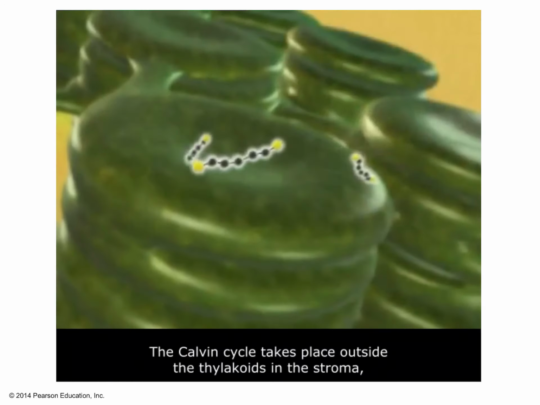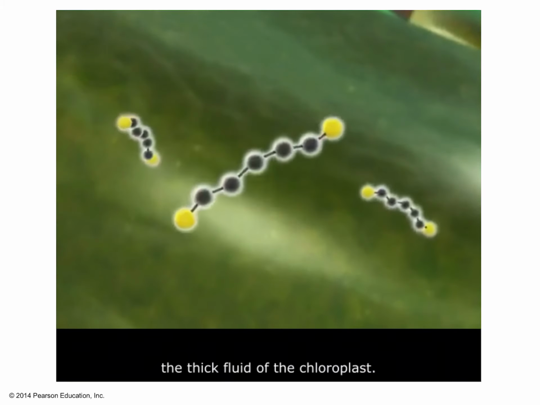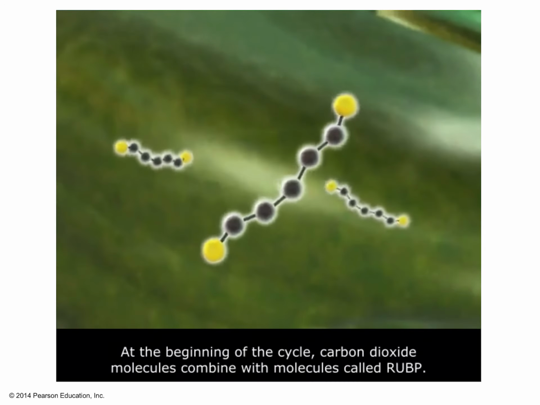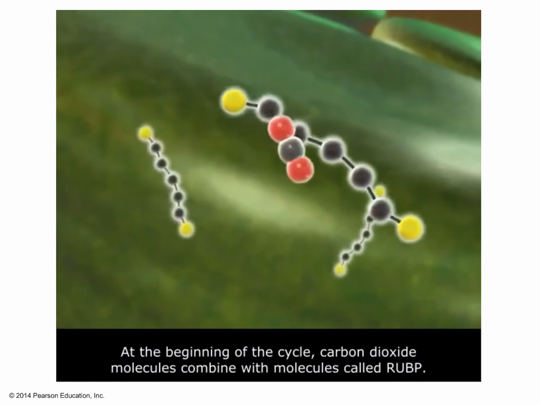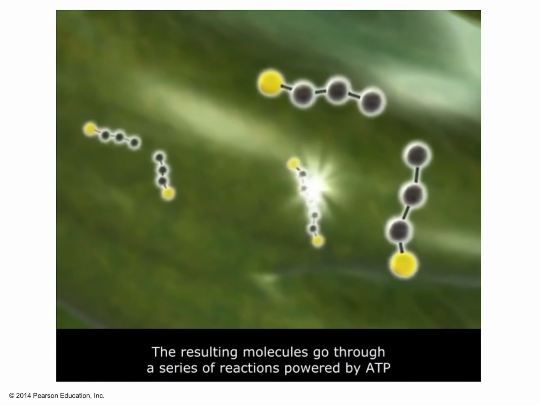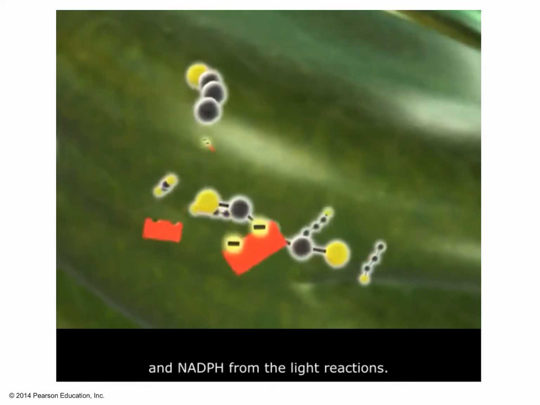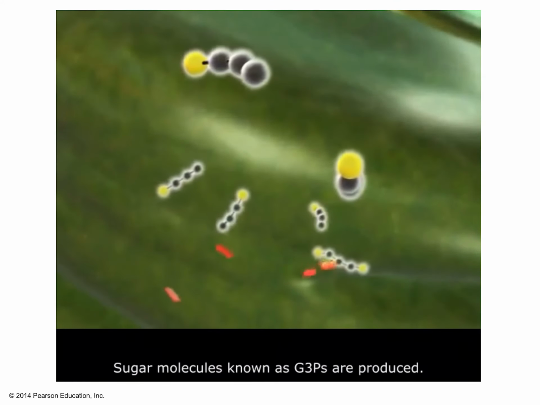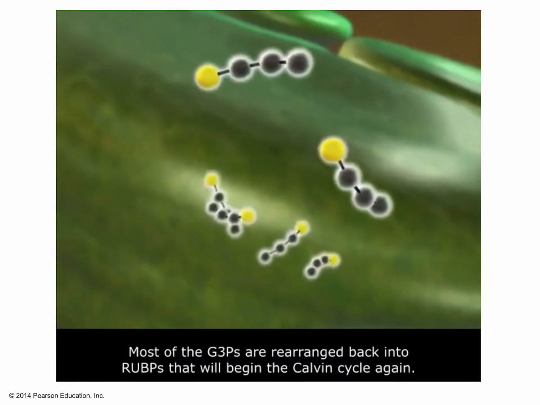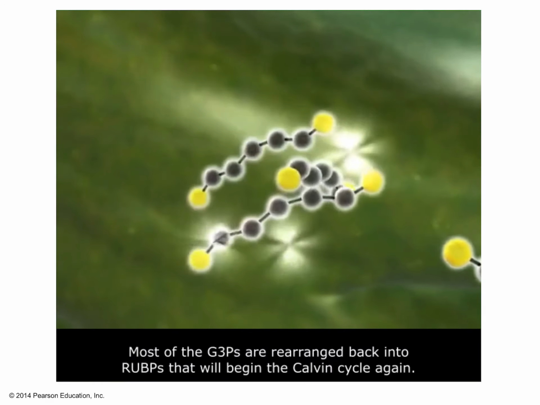The Calvin cycle takes place outside the thylakoids in the stroma, the thick fluid of the chloroplast. At the beginning of the cycle, carbon dioxide molecules combine with molecules called RuBP. The resulting molecules go through a series of reactions powered by ATP and NADPH from the light reactions. Sugar molecules known as G3Ps are produced. Most of the G3Ps are rearranged back into RuBPs that will begin the Calvin cycle again.